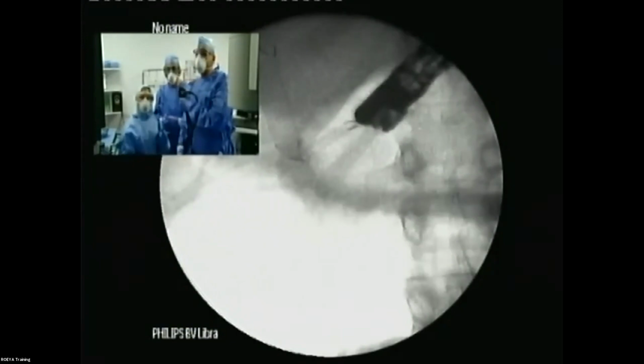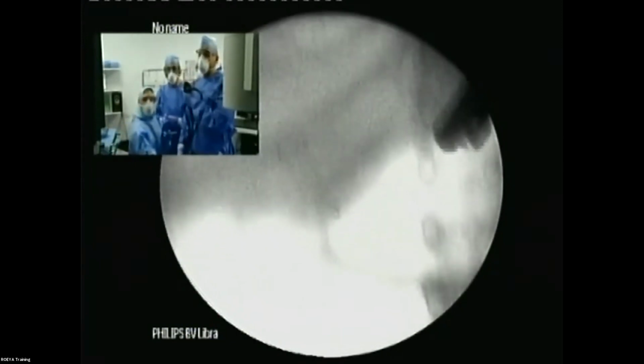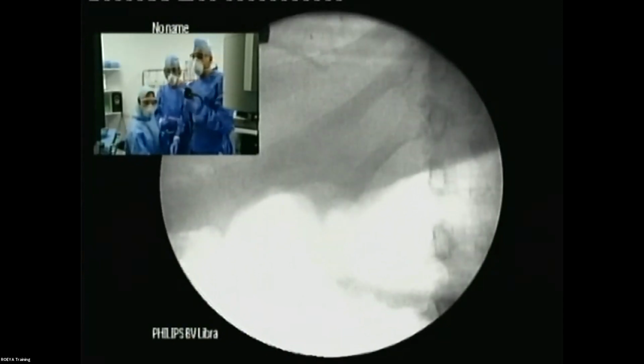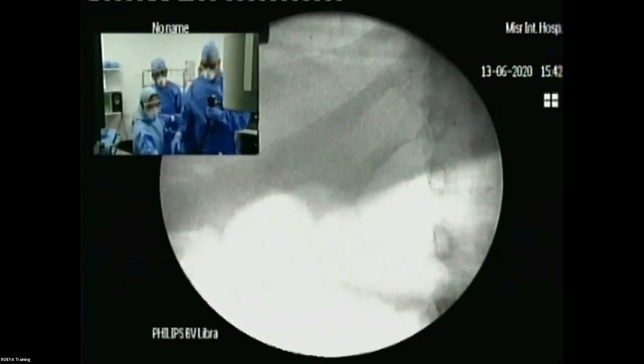If you can look on the screen, it's going out with you. Very nice. There is still some resistance. I do some torquing, very gently, and very gently, and there it came out. Okay, it's very nice.